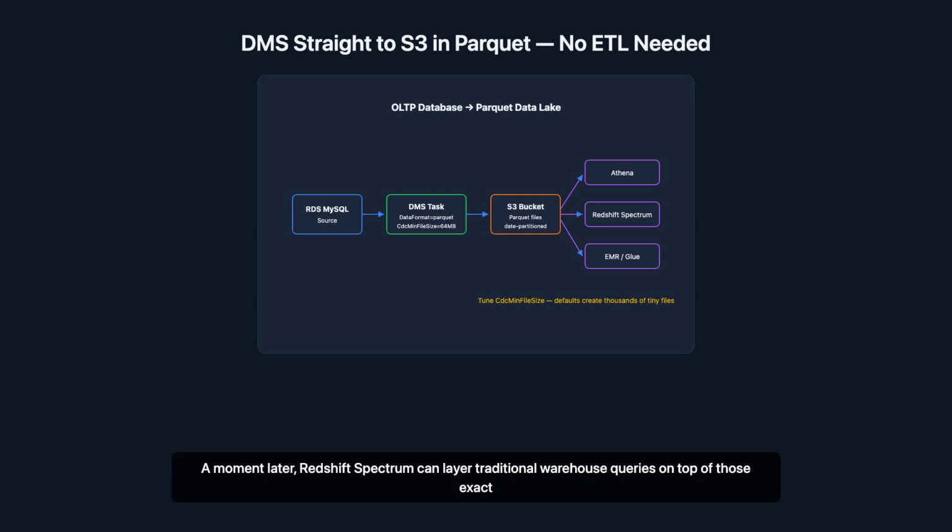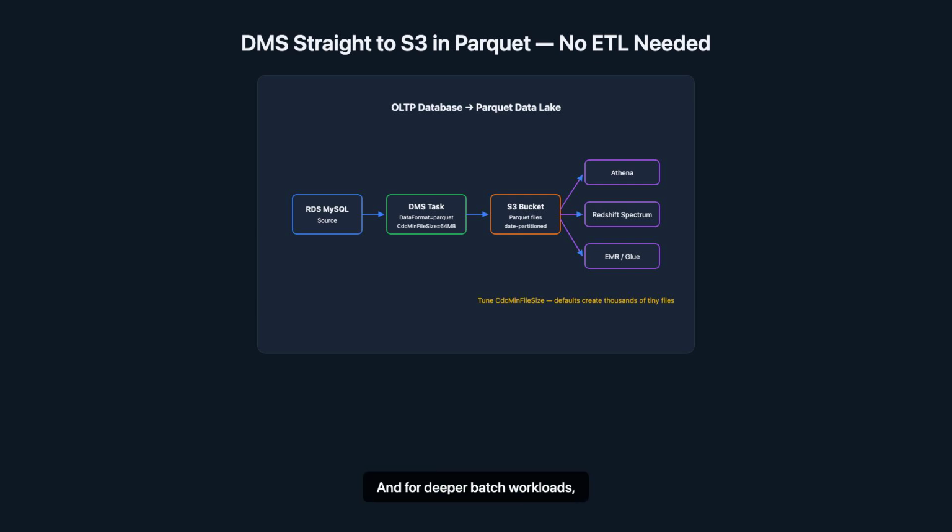A moment later, Redshift Spectrum can layer traditional warehouse queries on top of those exact same files. And for deeper batch workloads, EMR or Glue can pick the files up directly for heavier processing. One gotcha though, the defaults write a new file every 60 seconds, which produces thousands of tiny files that wreck Athena performance. Tune the CDC minimum file size setting to 64 megabytes, and the problem goes away.